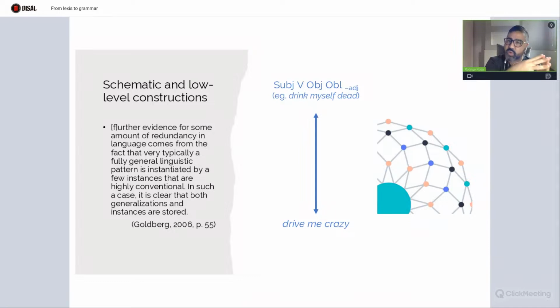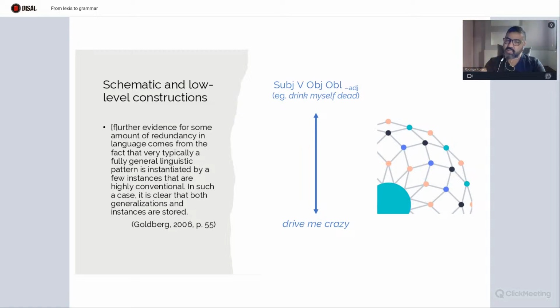So the first thing is we have to use the verb drive. Then there is an open slot that has to be occupied by a nominal expression, be it a pronoun or a noun, right? So drive the audience crazy, for instance, or drive me or drive them crazy.